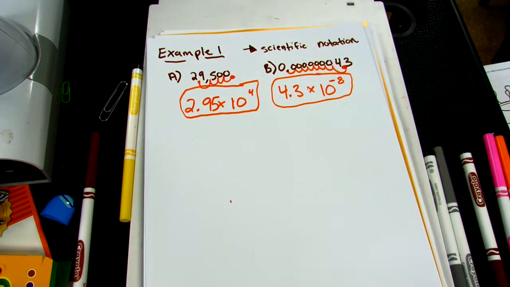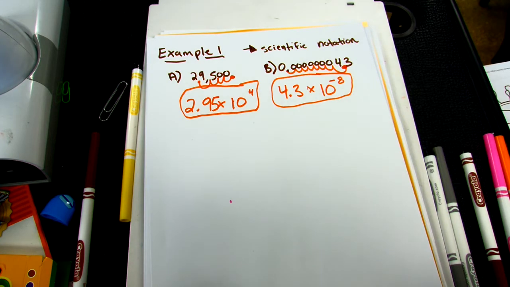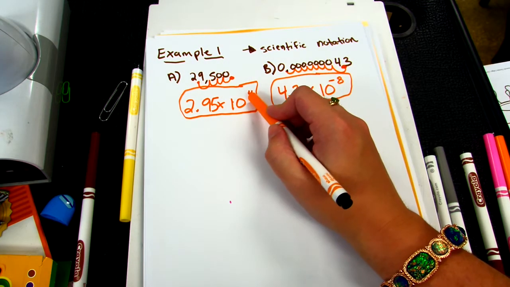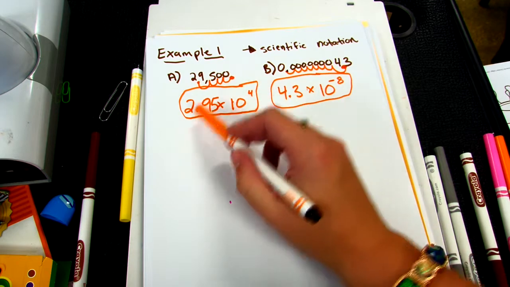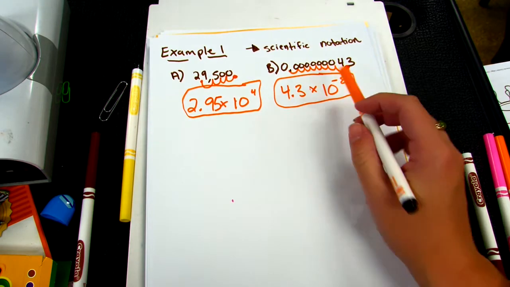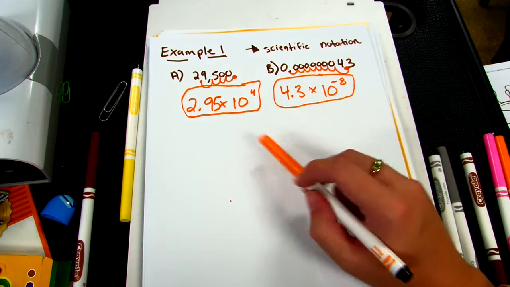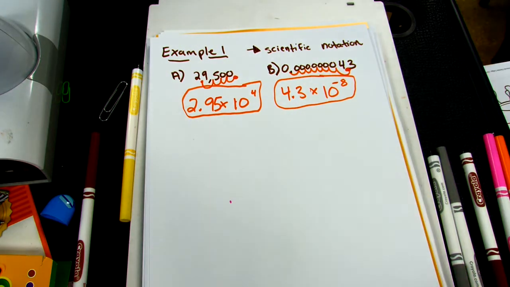All right, so in order to convert from scientific notation into standard notation, that's easy. You just go backwards. You take whatever your exponent is and you move the decimal. So remember, if it's positive, you want your decimal to go bigger, and if it's negative, you want your number to get smaller. So that's all you're doing to go from scientific notation to standard notation.